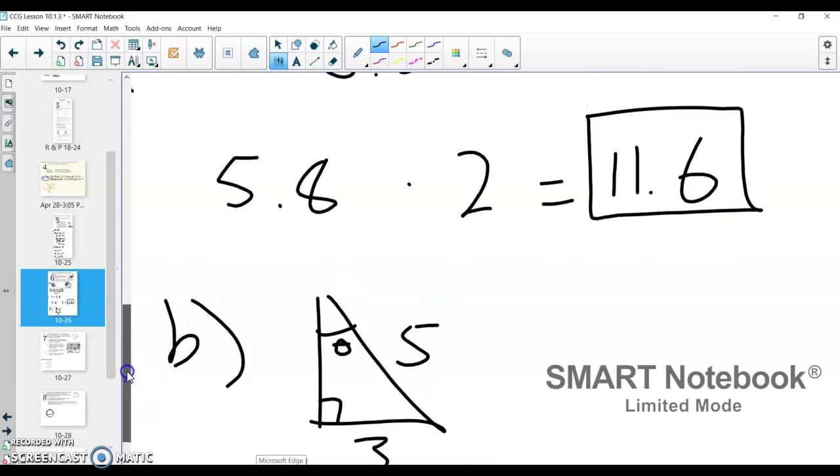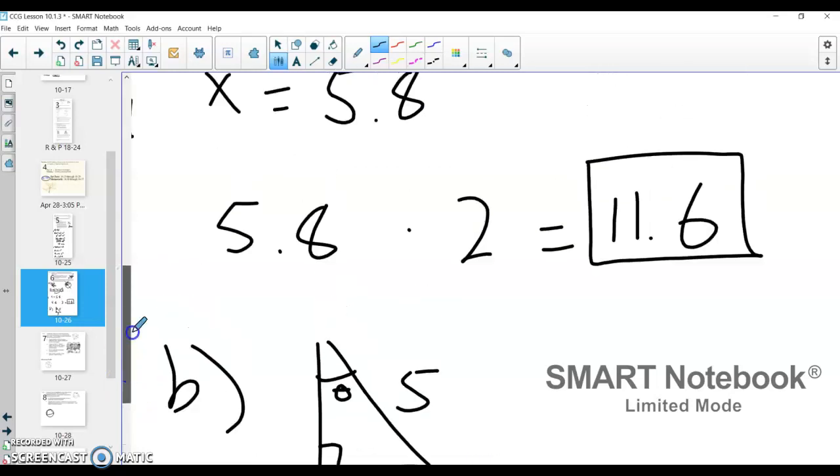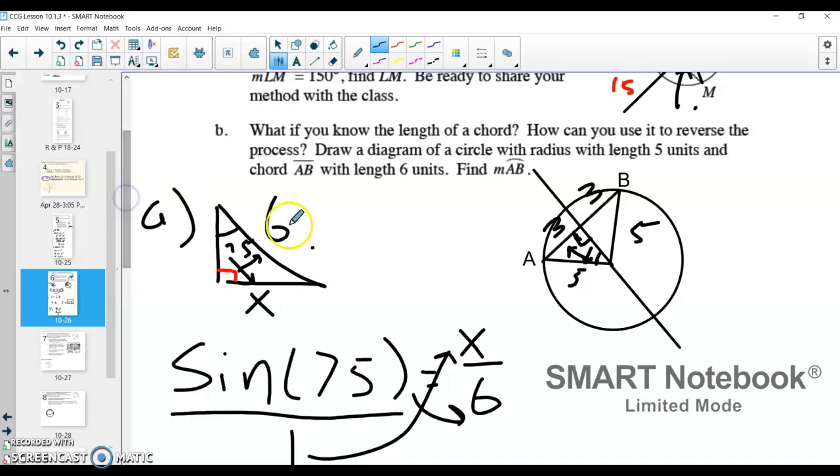Alright, here is the video guide part 2 for this lesson 10.1.3. Where I left off with this problem was I drew in my radiuses, being 5 and 5. I had my chord that was 6 units long. I put in a perpendicular bisector which cut that chord in half, so I have 3. I have still my radius 5.